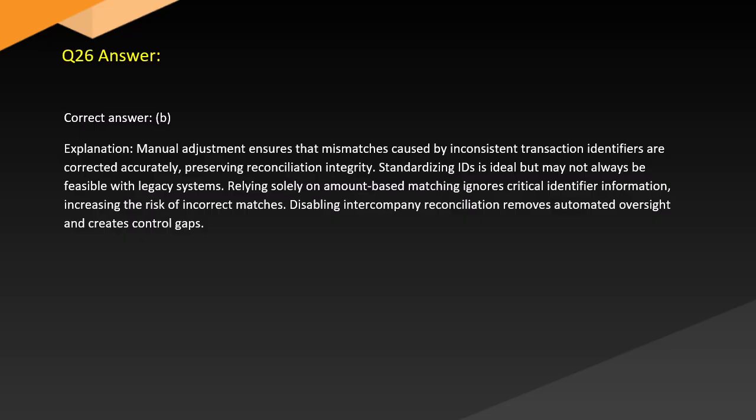Answer. Correct answer: B. Explanation. Manual adjustment ensures that mismatches caused by inconsistent transaction identifiers are corrected, preserving reconciliation integrity. Standardizing IDs is ideal, but may not always be feasible with legacy systems. Relying solely on amount-based matching ignores critical identifier information, increasing the risk of incorrect matches. Disabling intercompany reconciliation removes automatic oversight and creates control gaps.